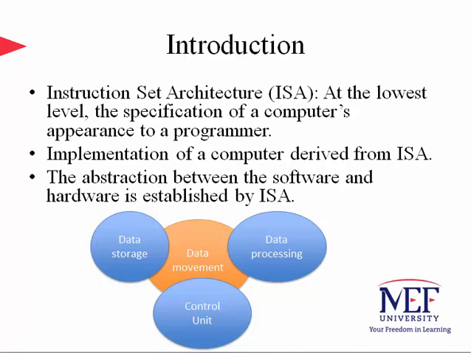stored or displayed. A simple computer has three basic components: a data storage unit, which usually consists of a bunch of registers, a data processing unit, which could be an ALU, arithmetic logic unit, or a more complex functional unit, and a control unit that generates control signals for these components to move data and execute instructions.